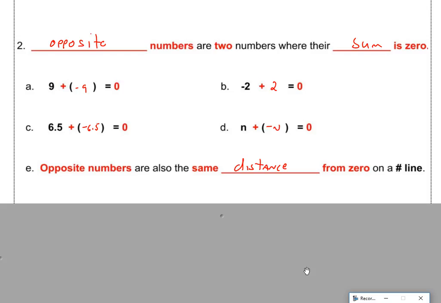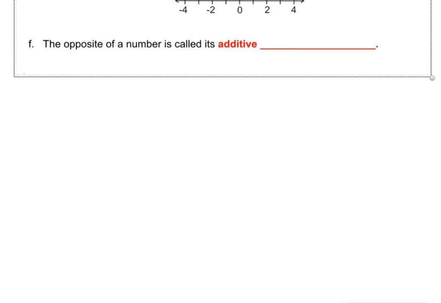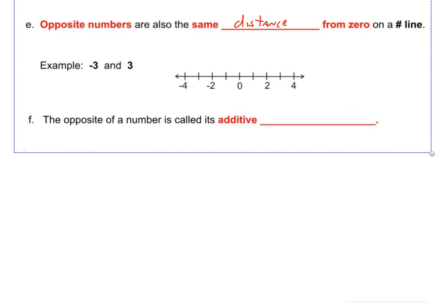Okay, so again, another way to look at opposite numbers is two numbers that are the same distance away from 0 on a number line. So let me get this a little higher for you. And you know, the example -3 and +3, pretty simplistic.